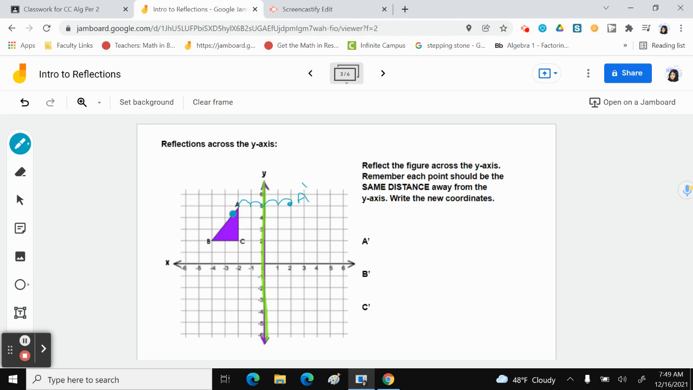I'm going to do the same thing with each of my other points. So B would be 1, 2, 3, 4 units from my line of reflection. So I'm going to mirror it 1, 2, 3, 4 units from that line of reflection. Same thing. C is 1, 2 units from my line of reflection. So I'm going to mirror it 1, 2 units from my line of reflection. Okay, so I'm going to go ahead and connect my points.